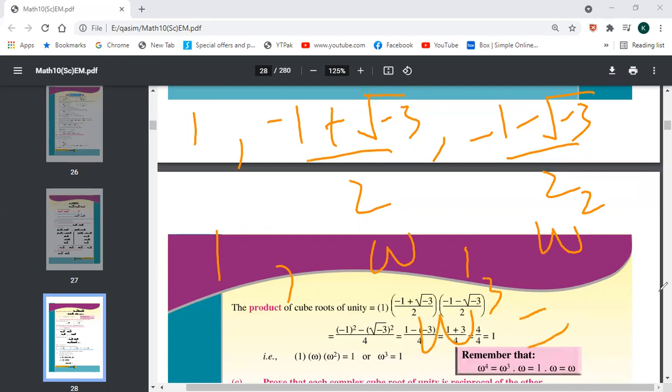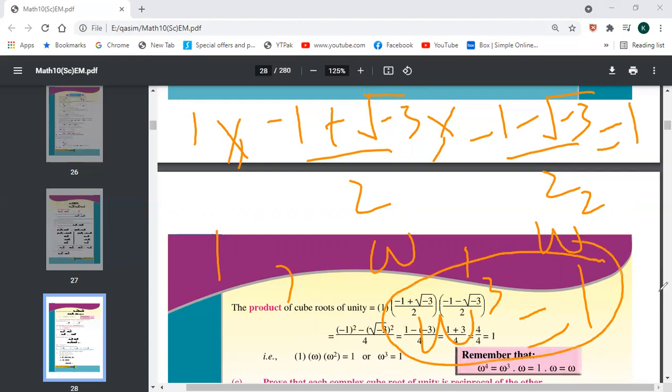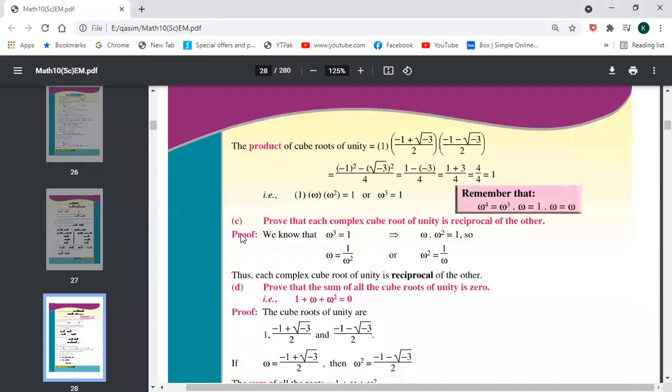After all the multiplication, when I multiply 1 with this and this, the answer equals 1. So this means that omega cube equals 1. This is the second property. Hope you understand. Now the third is to prove that each complex cube root is reciprocal to the other.